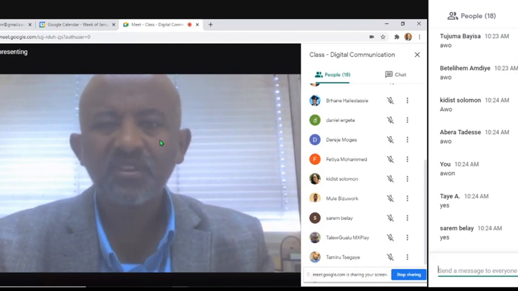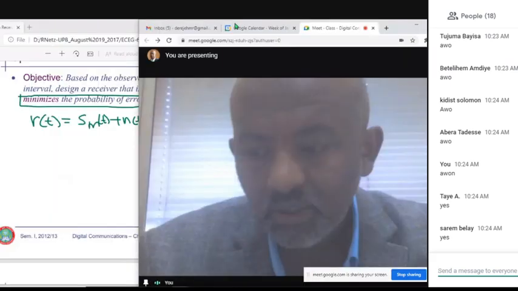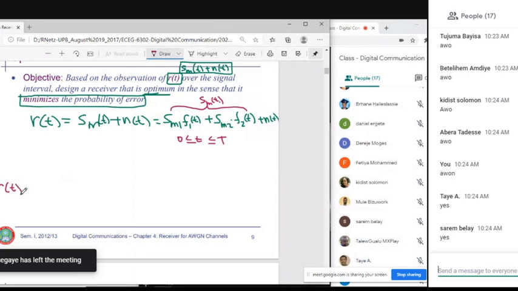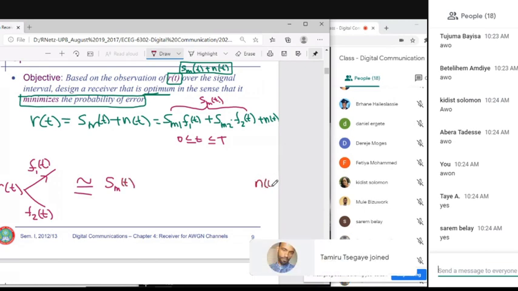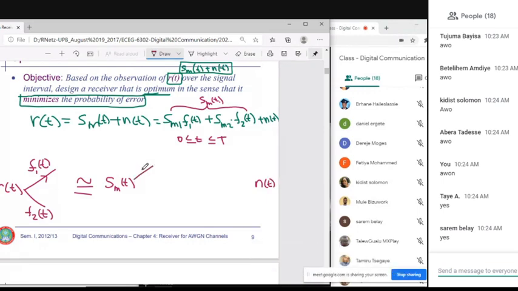So now what will happen if we perform the same operation? We start with r(t), and if we try to project r(t) on the basis functions f1(t) and f2(t), what will happen? Equivalently, projecting r(t) on each of the basis functions would mean projecting s_m(t) and the noise n(t) on each of the basis functions. You have basis function f1(t), and then another basis function f2(t).